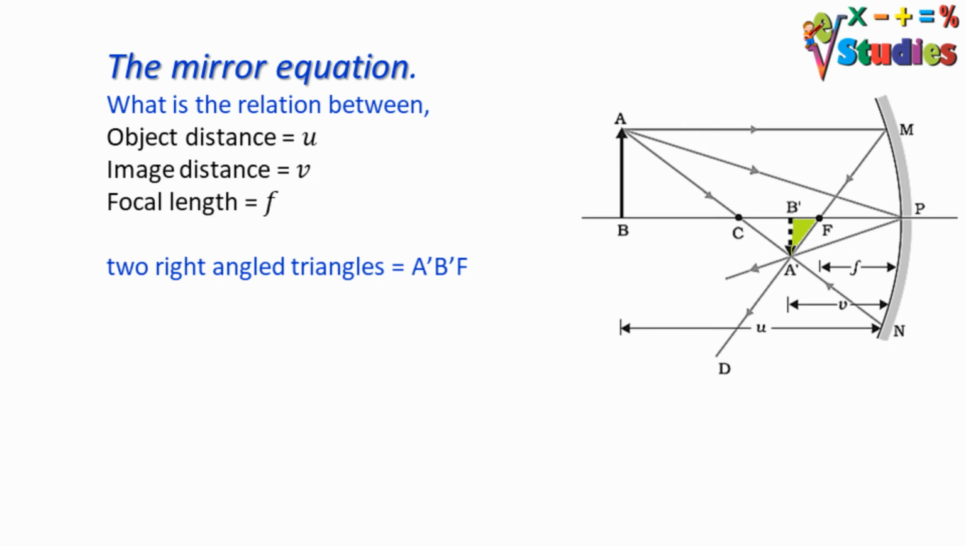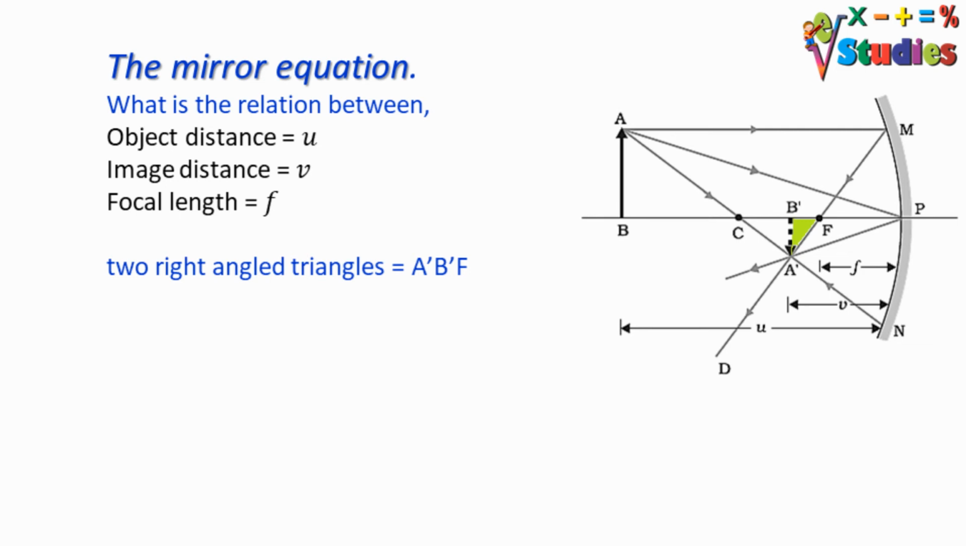Students, in the next slide we have a diagram with three rays coming from point A. The first one comes parallel to the principal axis and gets reflected at M. The second ray comes from A, is incident on P and gets reflected. The third ray, coming from A and passing through C, gets reflected at the point N.